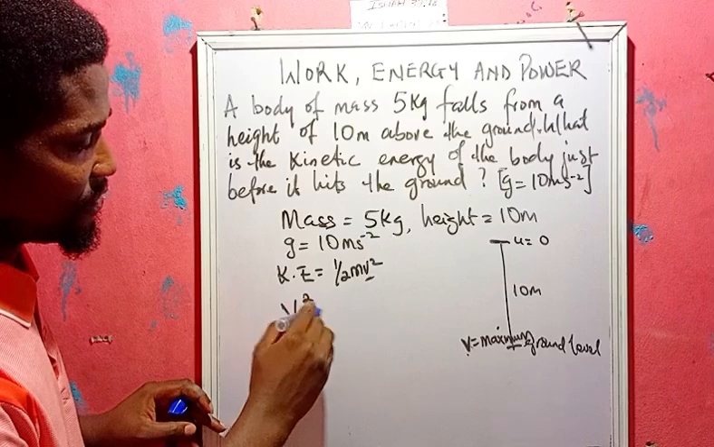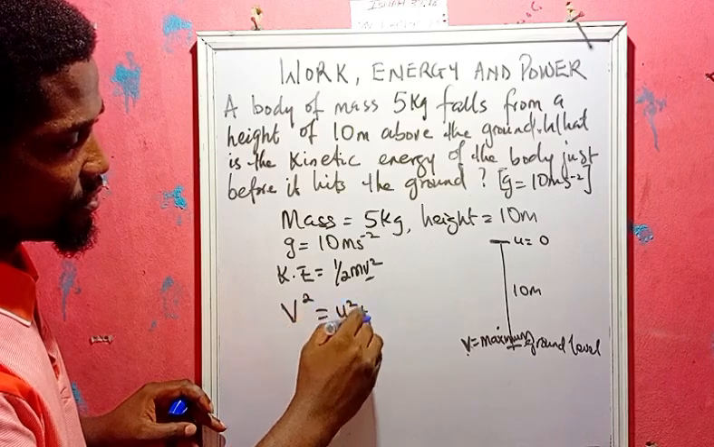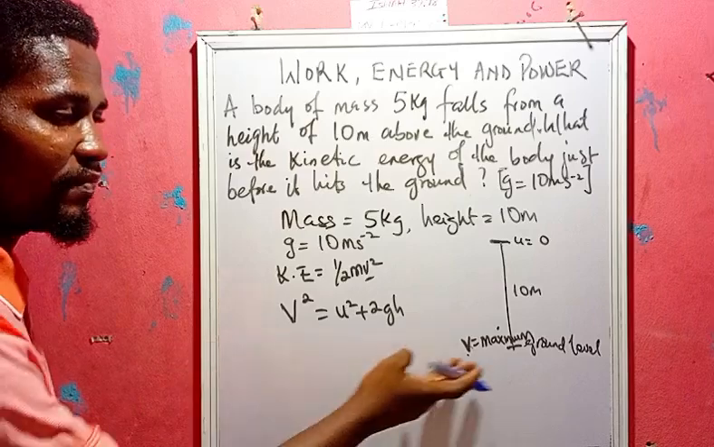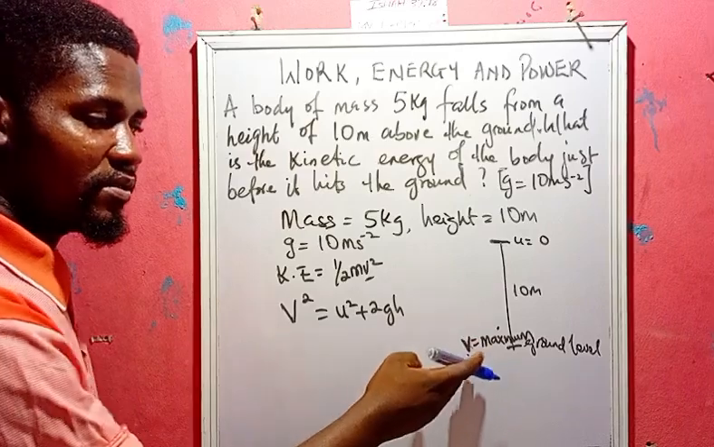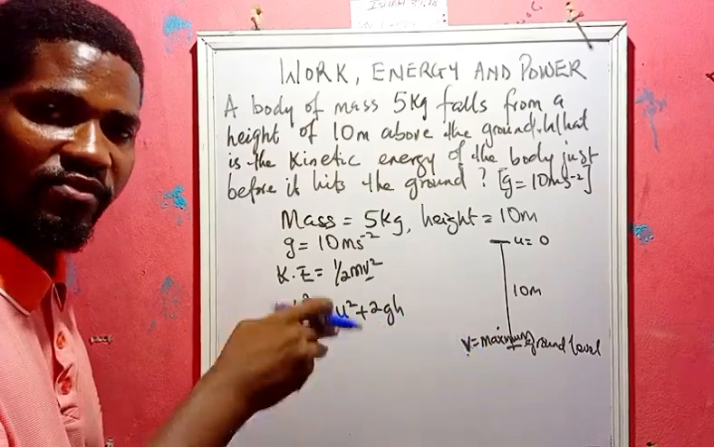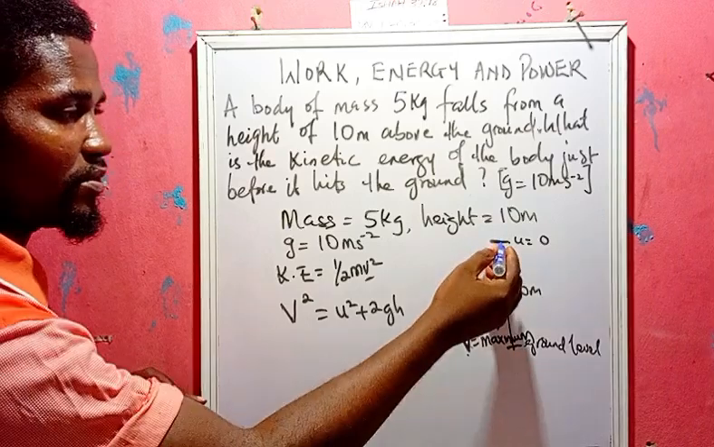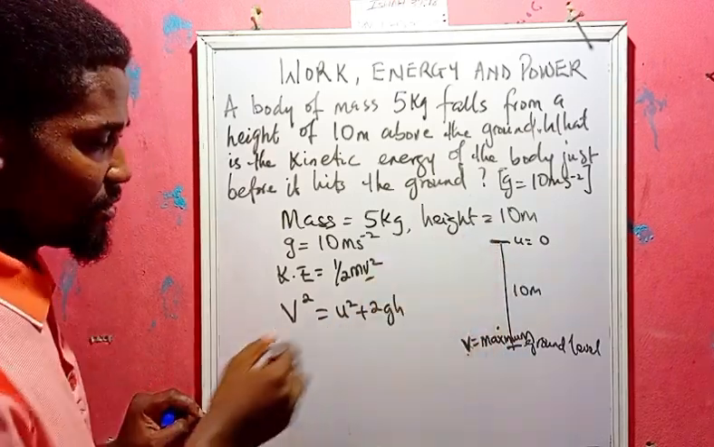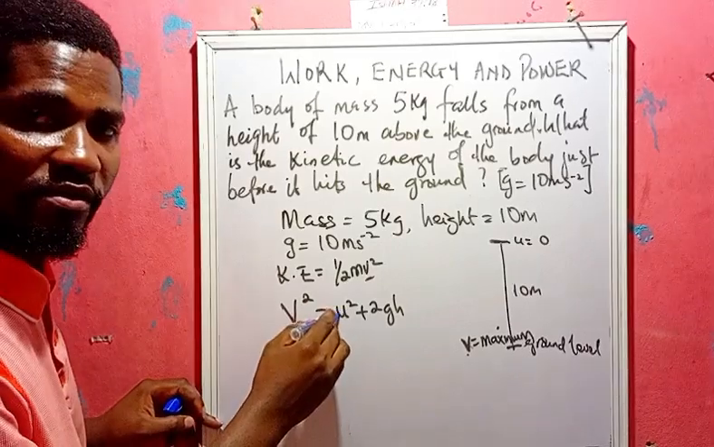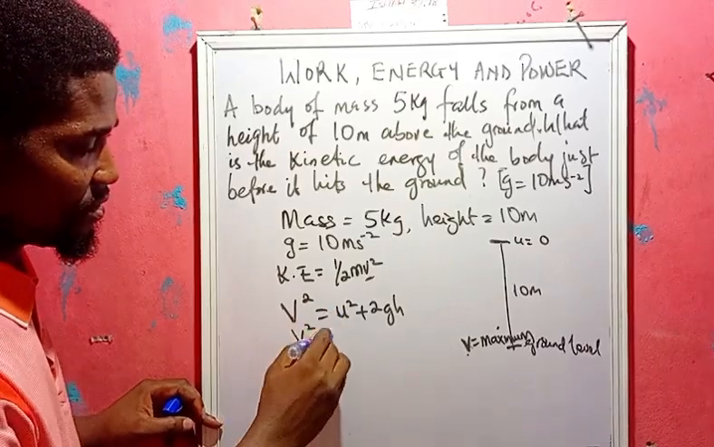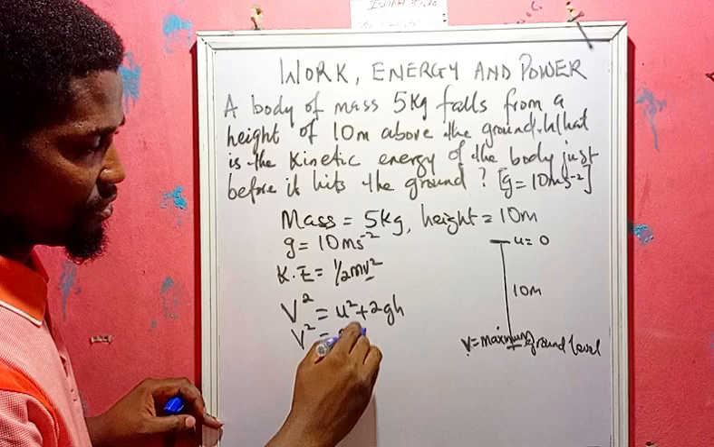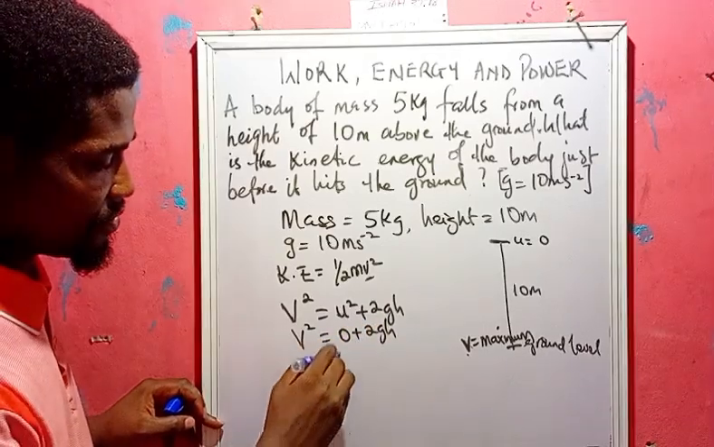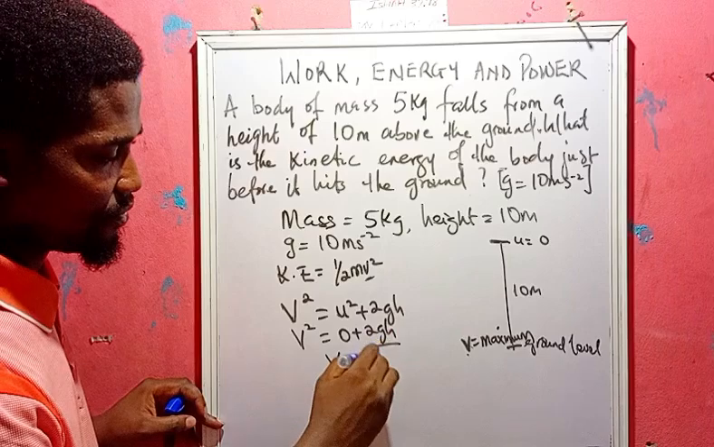We'll be using v squared equals u squared plus 2gh. This is the formula we use when we want to calculate maximum velocity, because the maximum velocity is attained just before the body strikes the ground. At the point of release, the initial velocity is 0 because it was at rest at this point. So we have v squared equal to 0 plus 2gh. We can take the square root of both sides. In other words, we have v equals the square root of 2gh.